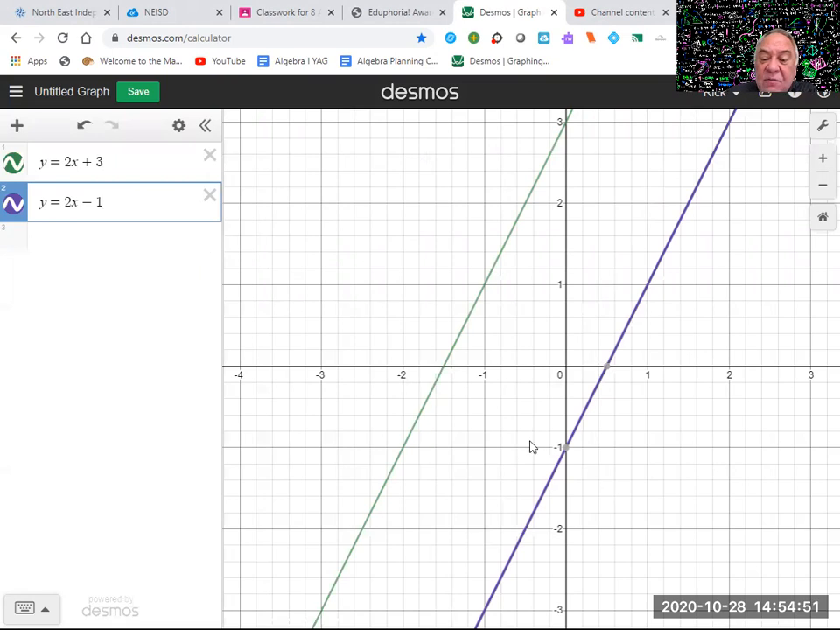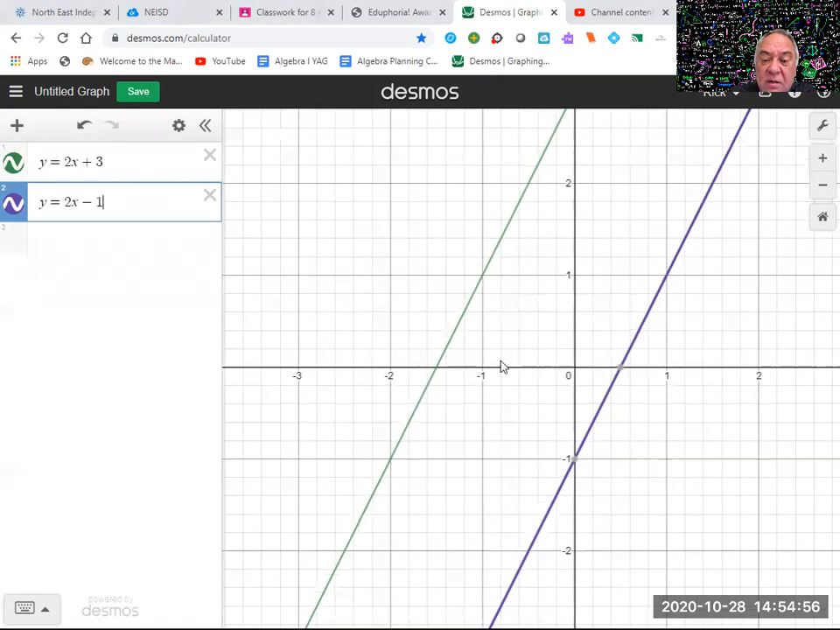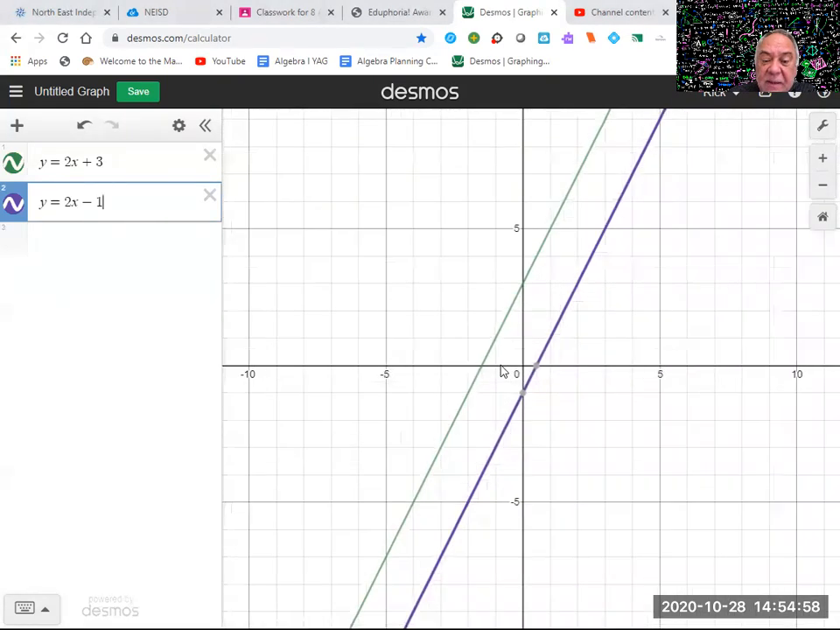Now, even though they have different y-intercepts, this is plus 3 and this is minus 1, those lines are parallel because they have the same slope. The slope is positive 2. They will never intersect. Therefore, there is no solution. Even though those equations might work together in the same system, there is no solution because they do not intersect. So that's the second option.